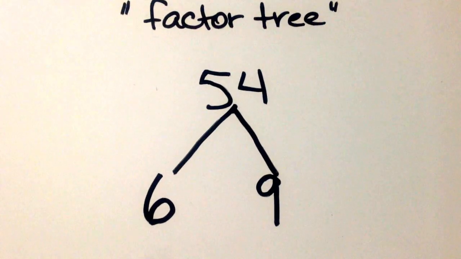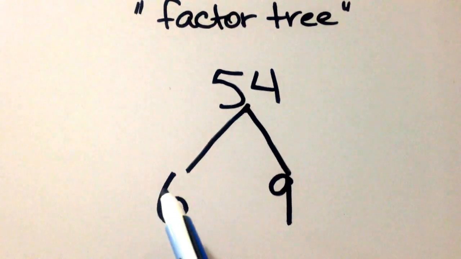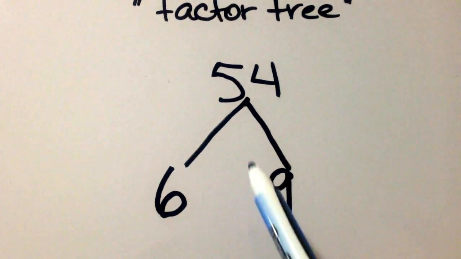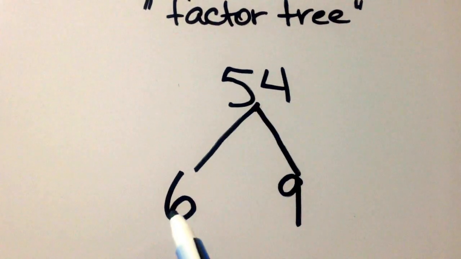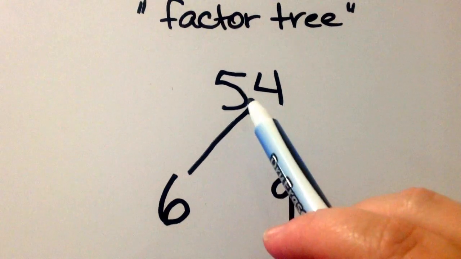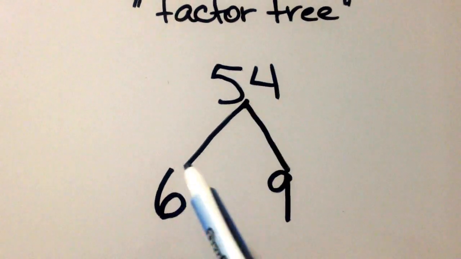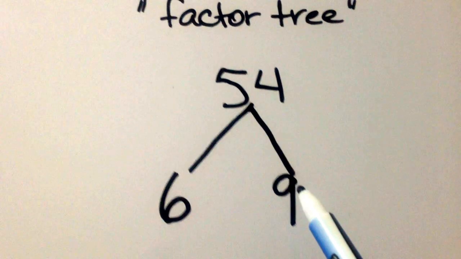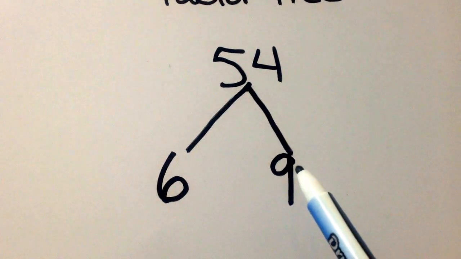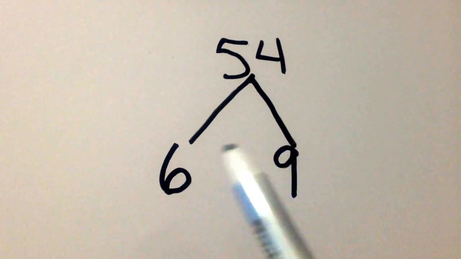And in our factor tree, the two numbers that are multiplied always go right back up to the number that is its product. So 6 times 9 is 54. Now we look at each of the numbers on the branches of our tree and we ask ourselves, can these numbers be broken down further into factors? And actually both of these numbers can.